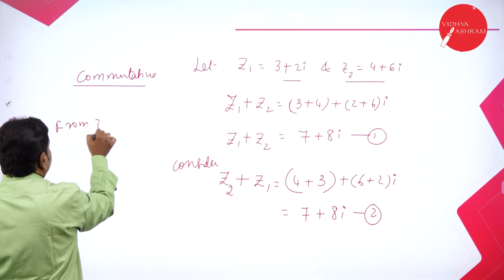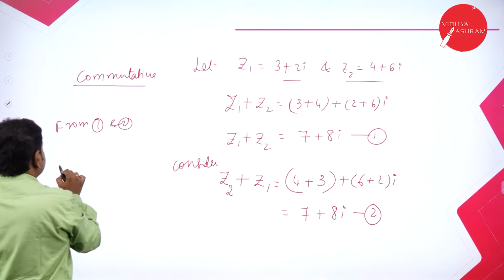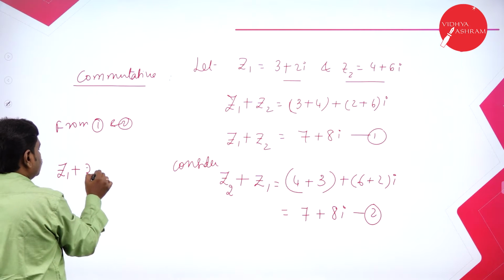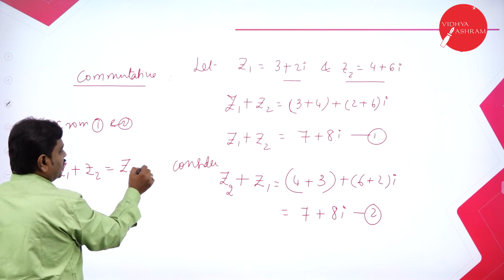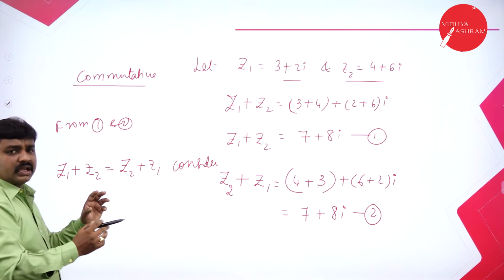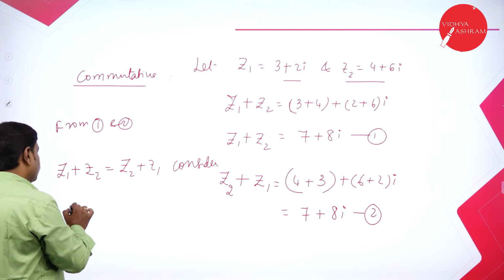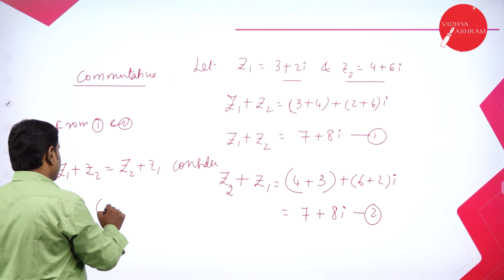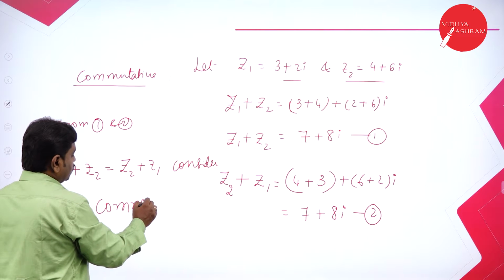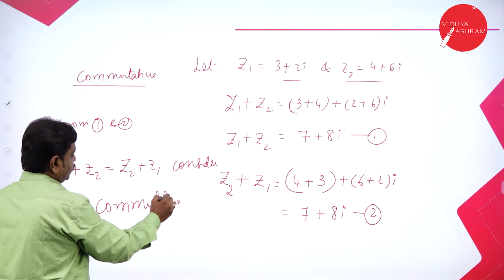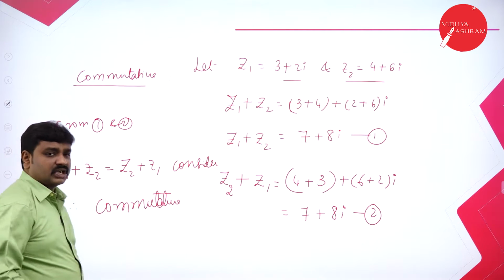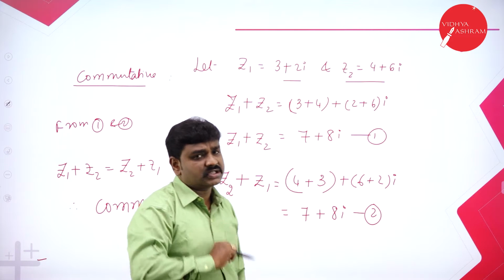From equation 1 and 2 I can say z1 plus z2 value and z2 plus z1 value both are same. However you add a plus b or b plus a, or first one plus second or second plus first, they are same. Therefore I can say addition is commutative. So what is commutative? z1 plus z2 is equal to z2 plus z1.